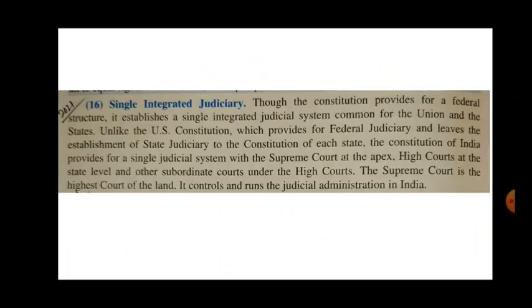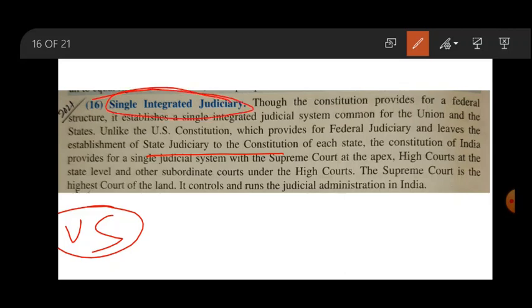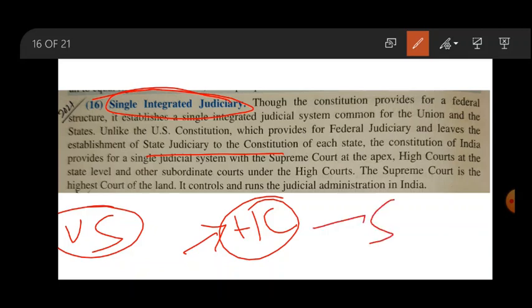Now let us go to the next, that is single integrated judiciary. Again here, unlike the United States, which provides for dual judiciary, that is one for the whole nation and the other existing in the state. So in the state they have their own judicial system. However, in India it is not like that. We have a single integrated judiciary, starting from the district or session court, that is the lowest form of court that we have. Then the case goes to the High Court, then the case goes to the Supreme Court.